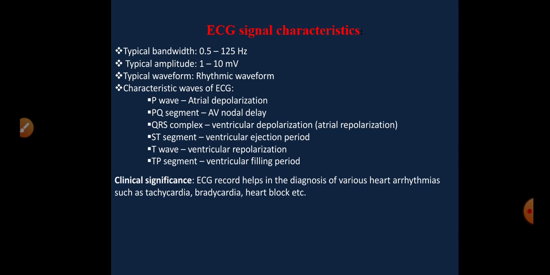Then we have the characteristics of the ECG. The P wave indicates atrial depolarization. PQ is the AV node delay. The QRS complex indicates ventricular depolarization and atrial repolarization, meaning that when the ventricles are contracting, the atrial muscles are relaxing. Then we have the ST segment, the ventricular ejection period. Then we have the TP segment, the ventricular filling period.